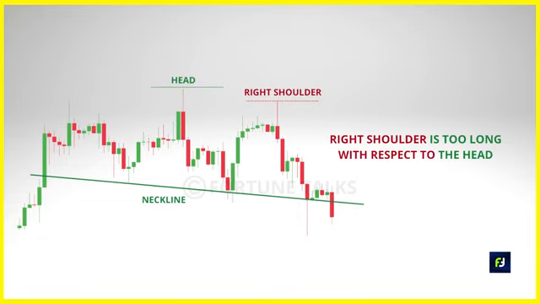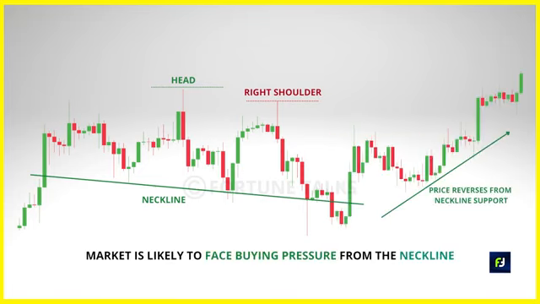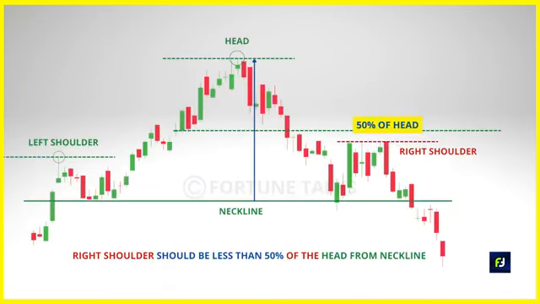And why is it so? Because the price has moved a very long distance from the highs of the right shoulder to the neckline of the support area, which will attract more sellers on the way. So the market is likely to face a buying pressure due to the profit booking by the sellers and also from the traders who want to buy from the support level. Now this creates a strong buying pressure which will lead to an increase in the price and the pattern will fail. So make sure that the right shoulder is shallow, and ideally it should stay below 50% of the head.